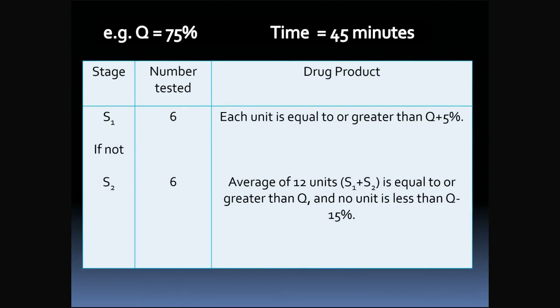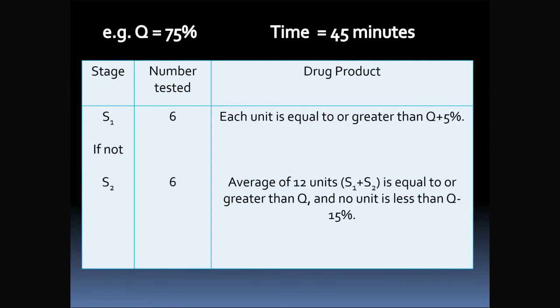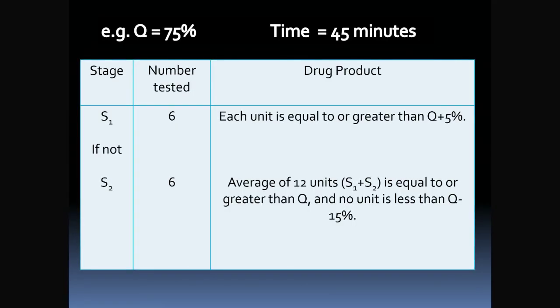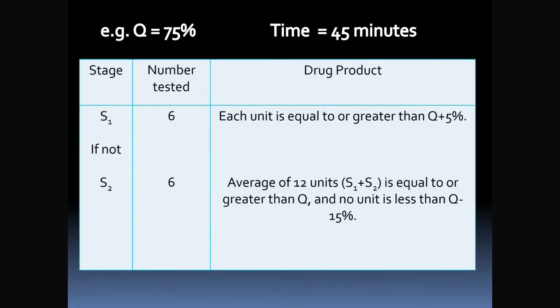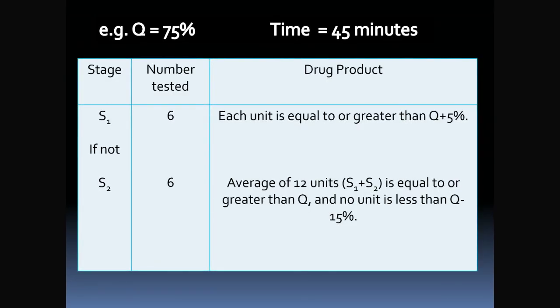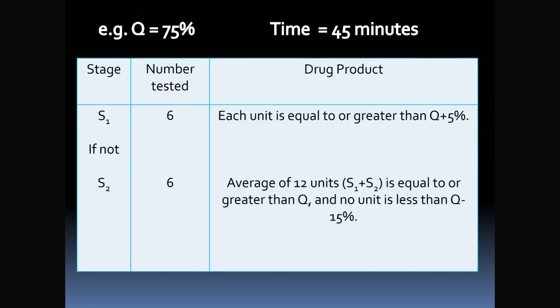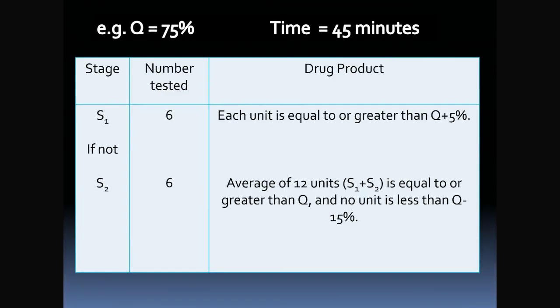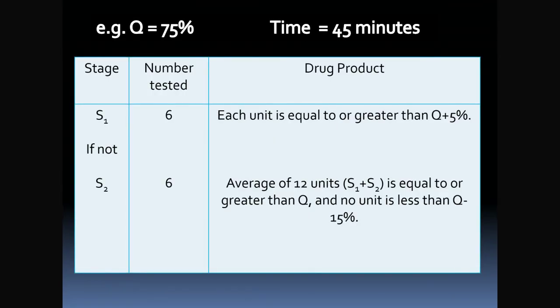For this total pool of 12 units to pass, the calculated mean must be at least Q, while a secondary safety check mandates that not one single unit falls below the floor of Q minus 15%. This two-tiered mathematical filter ensures that both the average mass transfer and the individual variability remain within strict therapeutic tolerances.